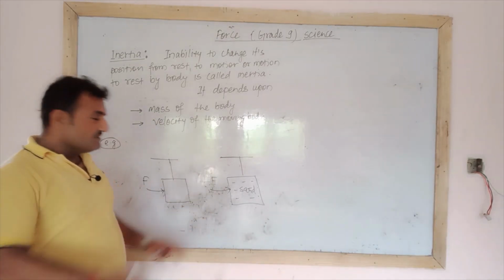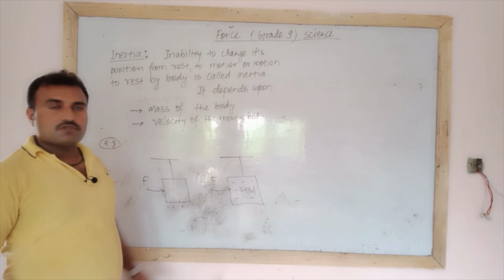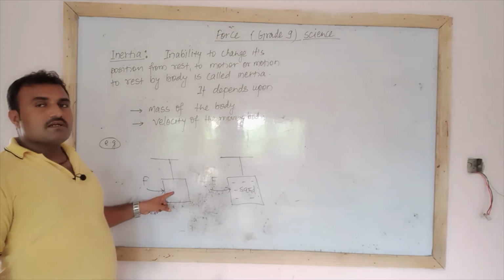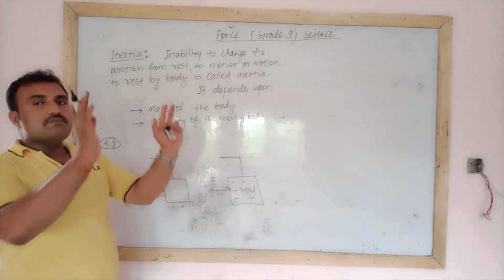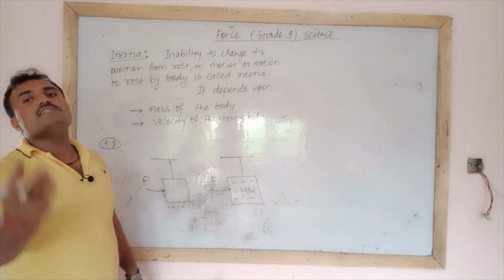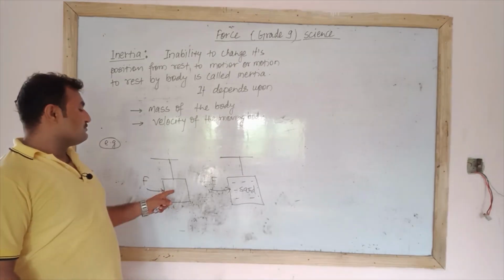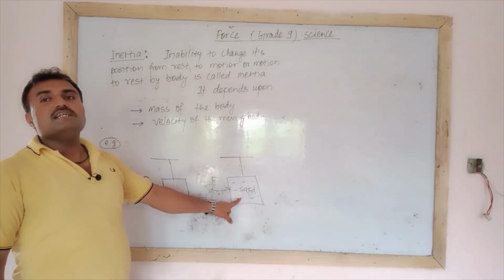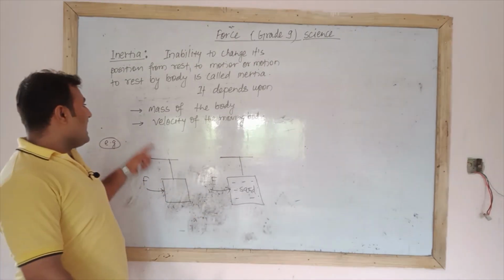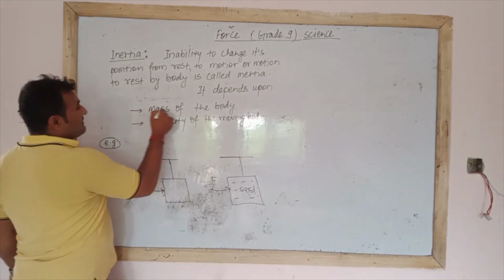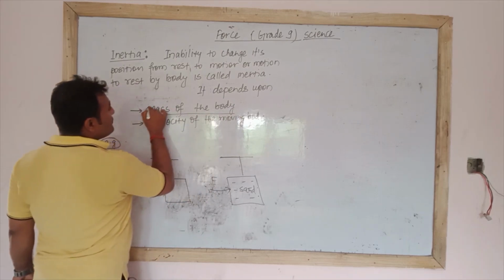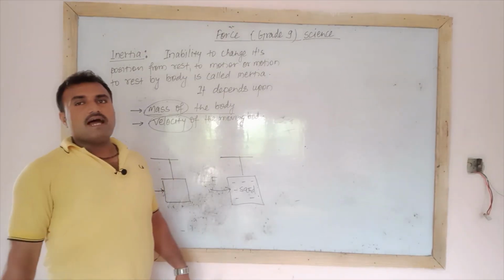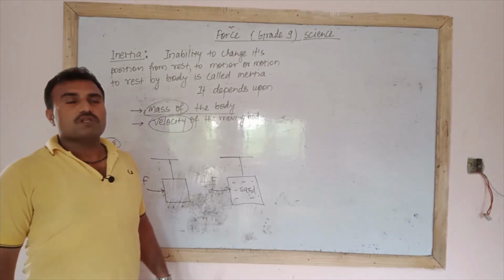Again, we move both objects by a certain force, and then we apply force to stop them. Here we found that the empty can is easily stopped. Why? Because it has less mass. Less mass means less inertia. More mass means more inertia, therefore it needs more force to stop. Therefore, we can define that inertia depends mainly upon two factors: one is mass, another is velocity. When an object is moving with high velocity, then it possesses more inertia.